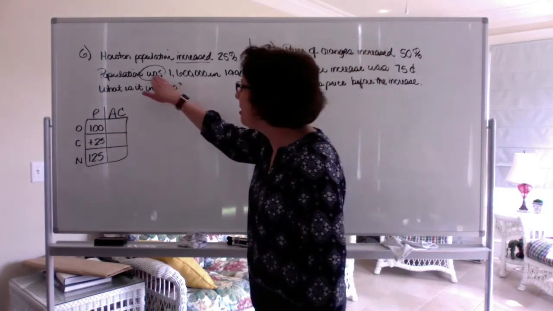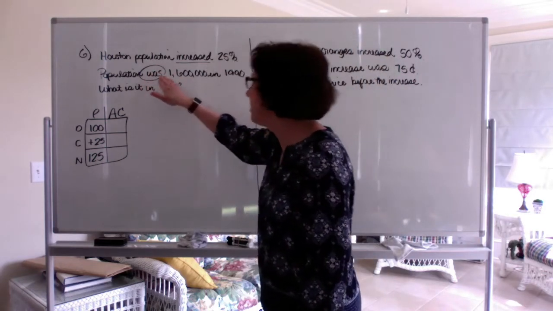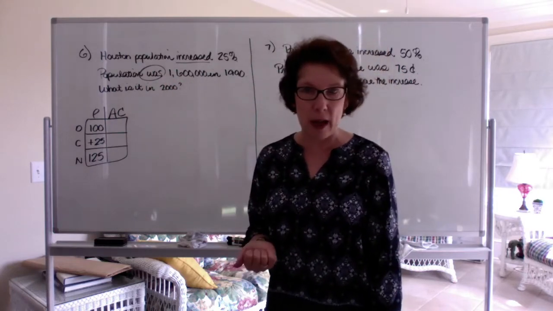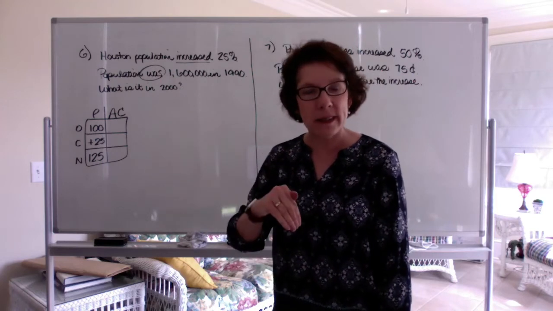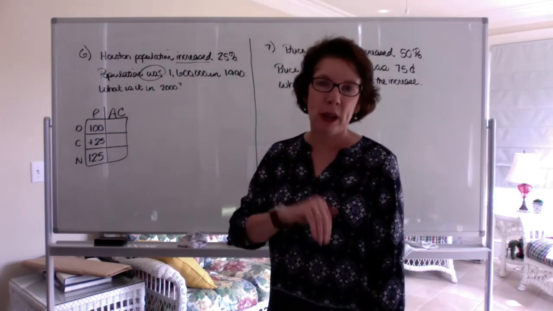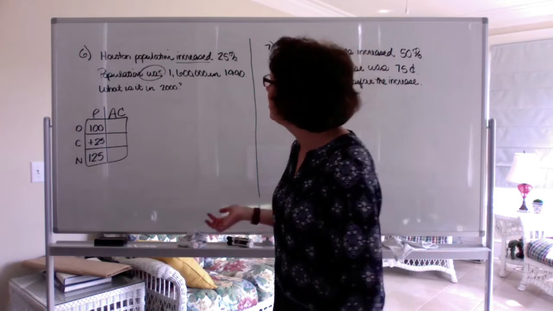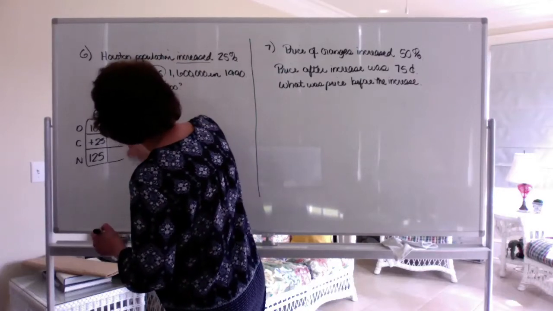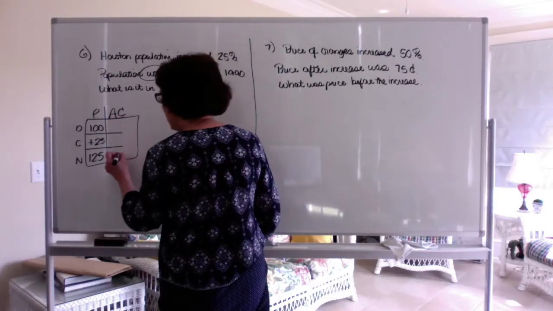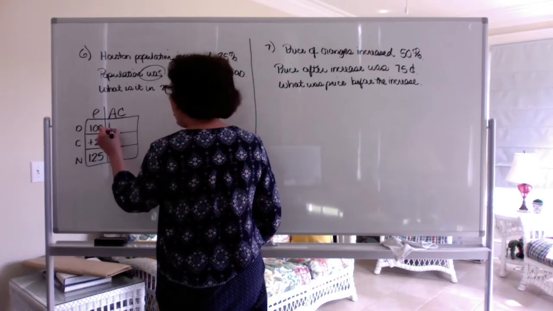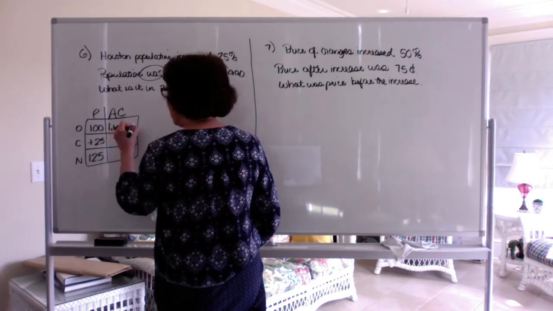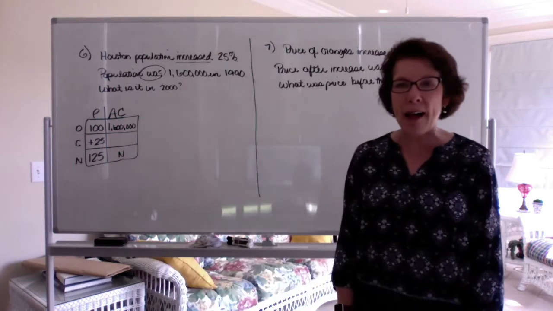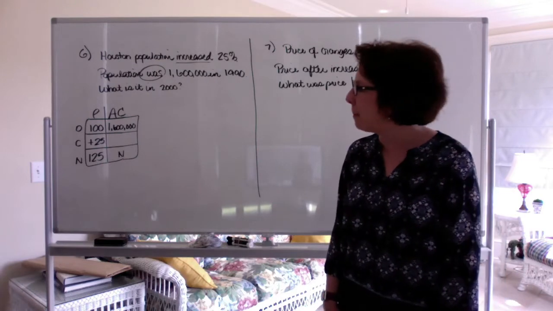okay, well, the population, I'm getting ahead of myself. The population was 1,600,000 in 1990. What is it in the year 2000? Okay, was, is, original, new. So this is the original population, and you know what? That number's so big, I'm gonna make my ratio box a little bit wider, and I've got 1,600,000. And now I want to know what is the new population after the increase.